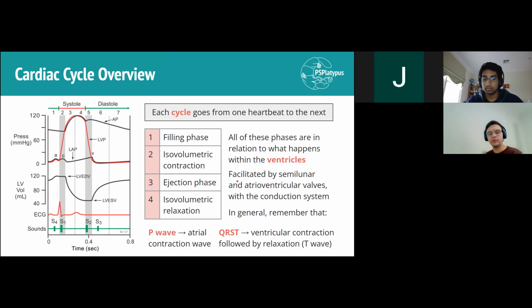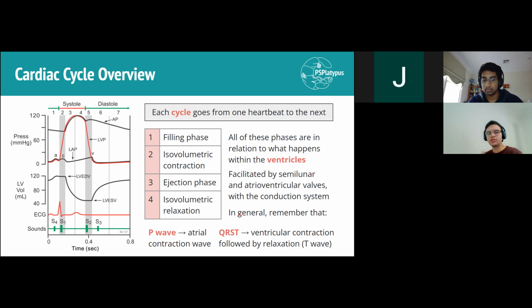Some of the things that help with this are going to be the valves: the semilunar valves and atrioventricular valves. We briefly touched on what these terms mean in physiology, I think last time, but you'll go into this in a bit more detail when we discuss anatomy. Plus the conduction system, which I think we went into a lot of detail with. That also has a role in this system.